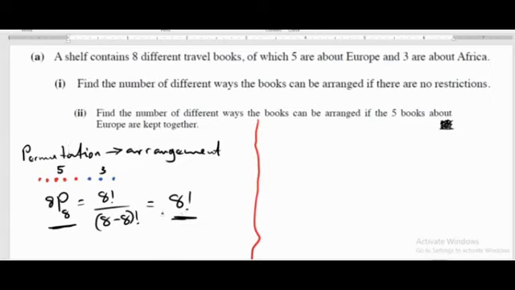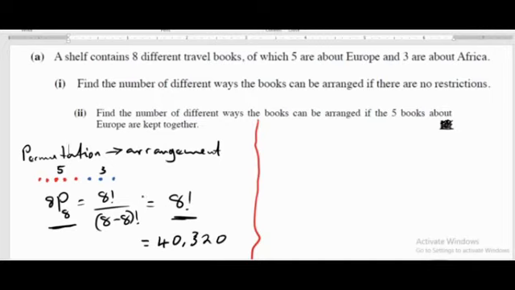You have factorial in every scientific calculator. 8 factorial from my own calculator here is equal to, wow, it's so large, 40,320 different ways. So these are the number of different arrangements you can have if there is no restriction to follow.